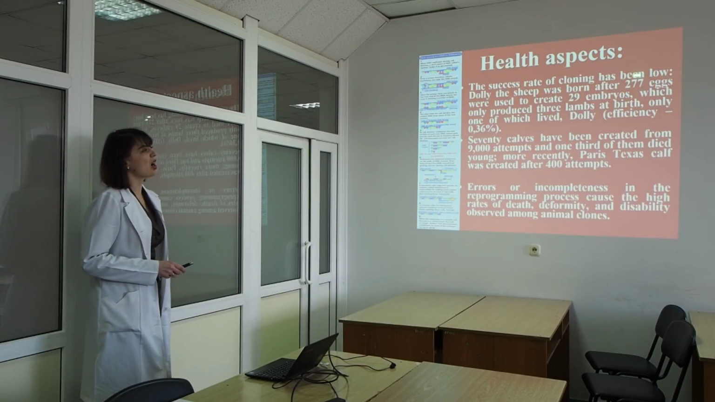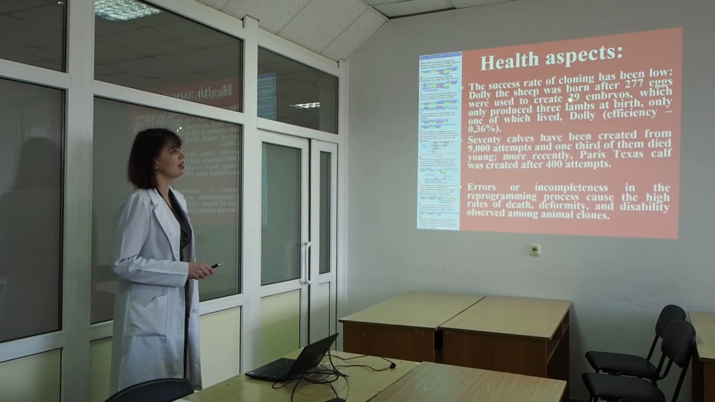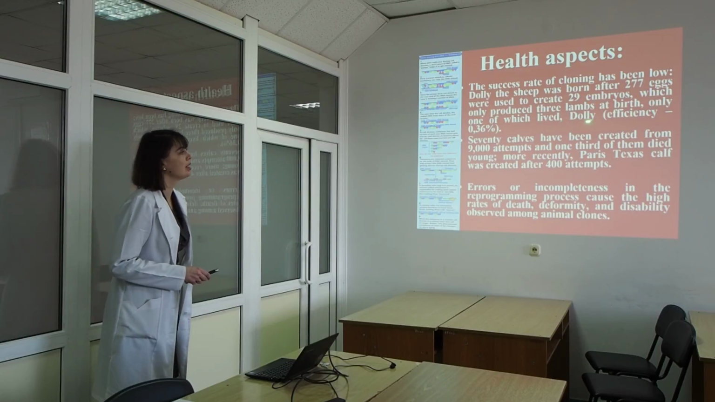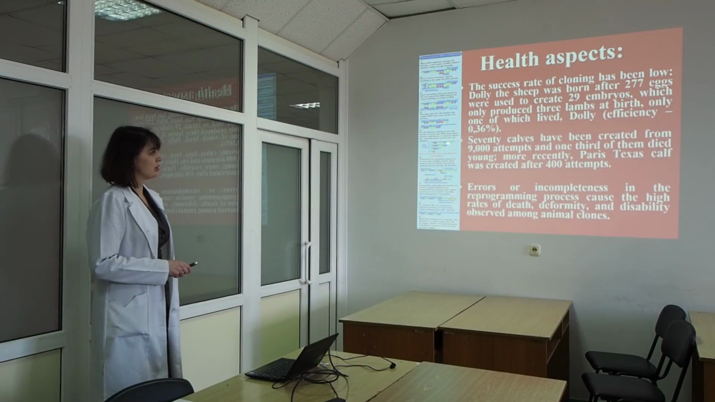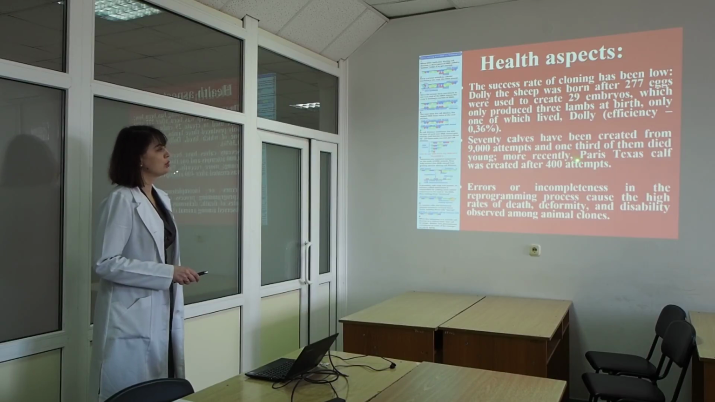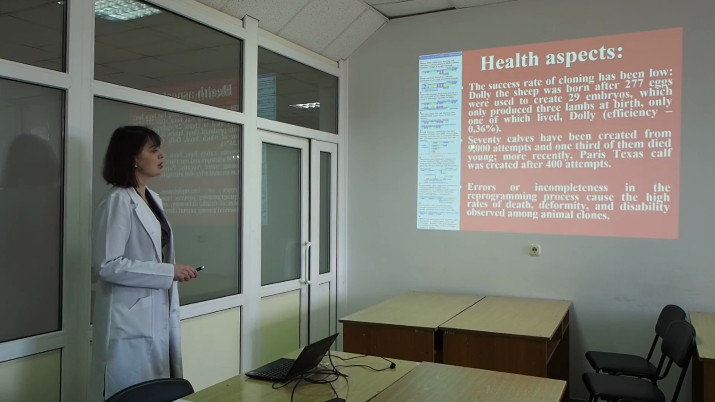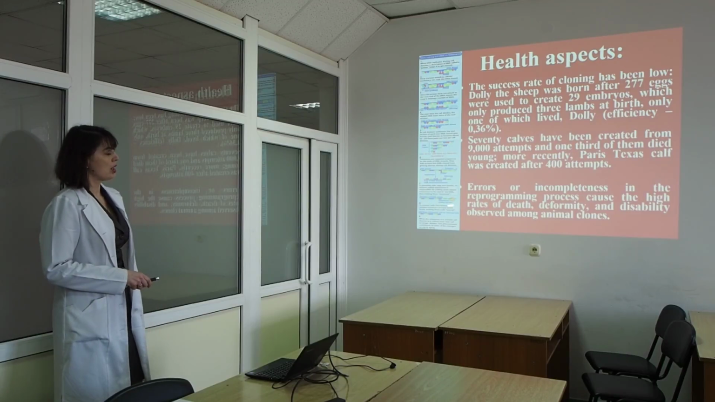Dolly was born after 277 eggs were used to create 29 embryos, which only produced 3 lambs at birth, and only 1 lived, Dolly. So efficiency is less than 1%. In the next attempts, 90,000 attempts produced results where one third of them died young. 70 calves were produced from 9,000 attempts. Paris, Texas, this is the horse or calf, was created after 400 attempts.